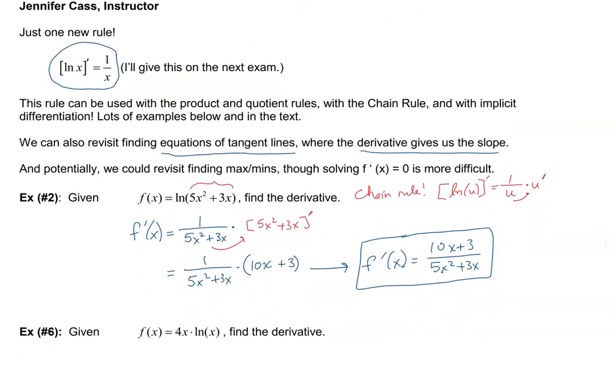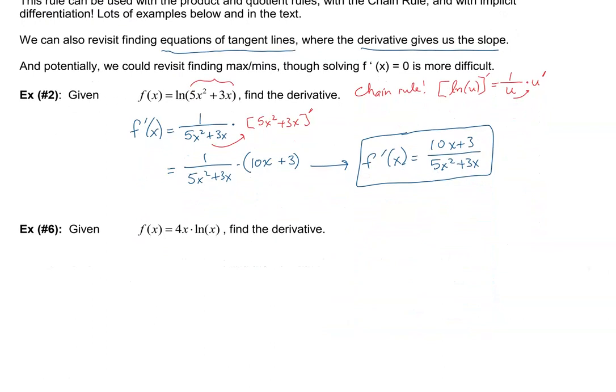Let's do another example. So example number 6, given f of x equals 4x times the natural log of x, find the derivative. All right, we've got 2 pieces that are being multiplied. Each of them have an x in it, the 4x, times the log x. We have to use the product rule. And that's the same as always. If you've got the product of 2 things, each of them with an x, then we take the derivatives but keep them separate. u prime v plus u times v prime.